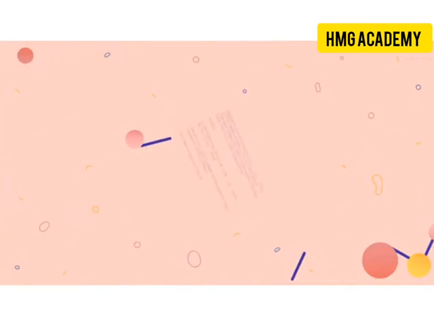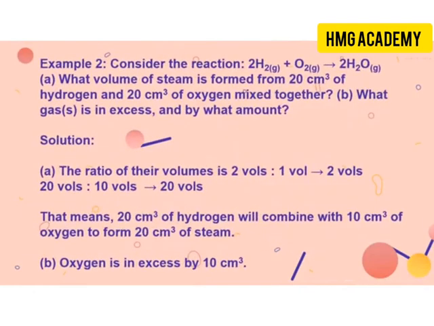Let's now look at a second example. Consider the reaction 2H2 plus O2 to give us 2H2O. A. What volume of steam is formed from 20 cm3 of hydrogen and 20 cm3 of oxygen mixed together? B. What gas or gases is in excess and by what amount?